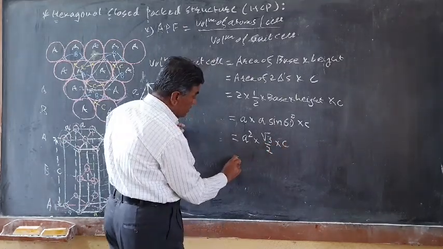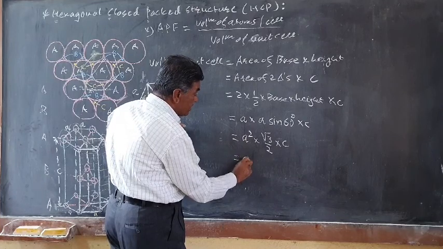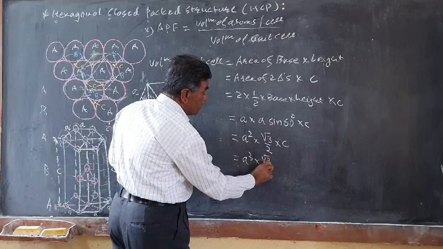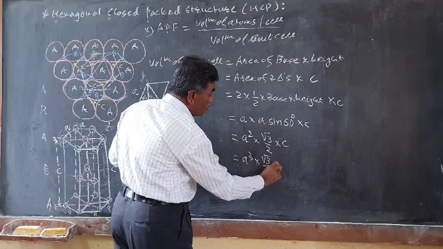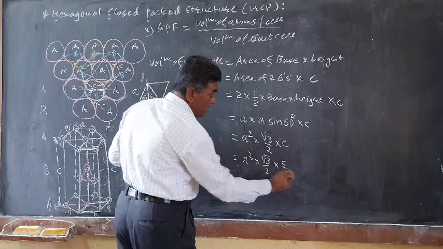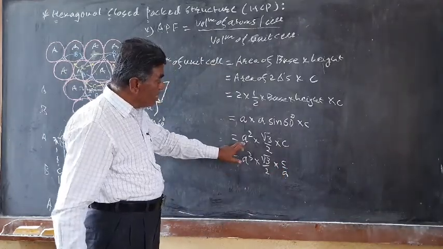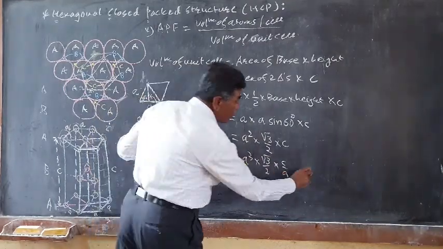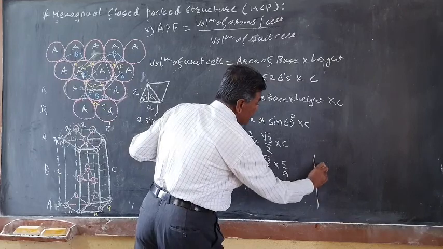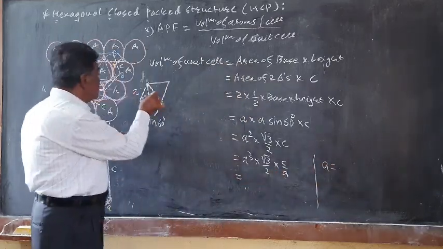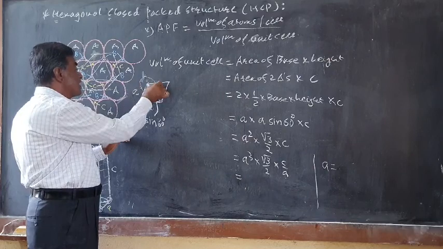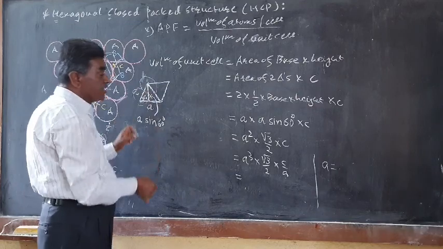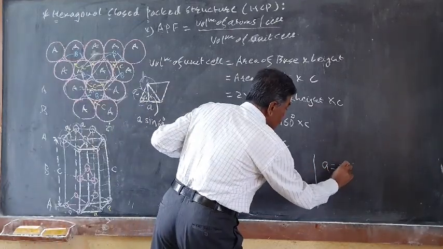Again this can be converted into multiplying by A cube into square root of 3 divided by 2 into C divided by A. So this will be equal to A is nothing but 2R. We know the relation that A is always equal to 2R, because all the corners are occupied by the atoms. Here A is 2R, where R is the radius. So A is equal to 2R.